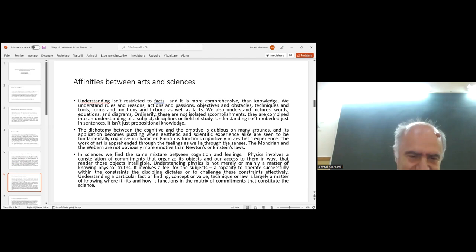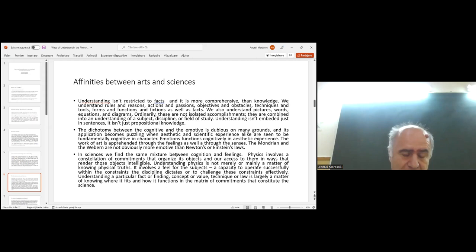In the sciences, we find the same mixture between cognition and feelings. For example, let's take the case of physics. It involves a constellation of commitments that organize its objects and our access to them in ways that render those objects intelligible. Understanding physics is not merely or mainly a matter of knowing physical truths. It involves a feel for the subject, a capacity to operate within the constraints that the discipline dictates, or to challenge these constraints effectively.